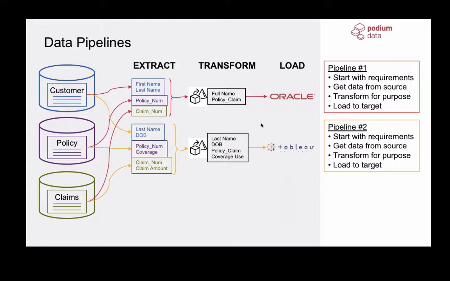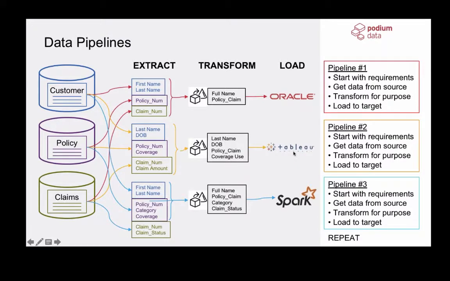So then we do this again for the next application. Maybe it's a reporting application like Tableau. They need to get and do this. And you'll see we're going to go back to the same sources. We're going to get some of the same data. We're going to do some of the same transforms, some different things, put it back out there. We do this again. You repeat over and over and over, right?